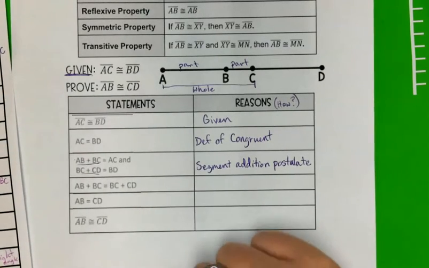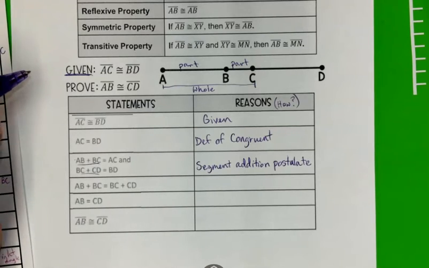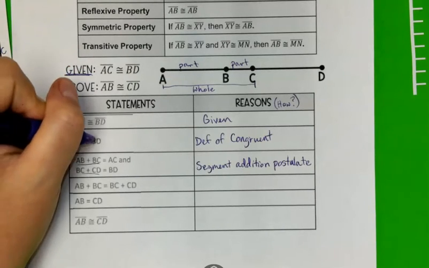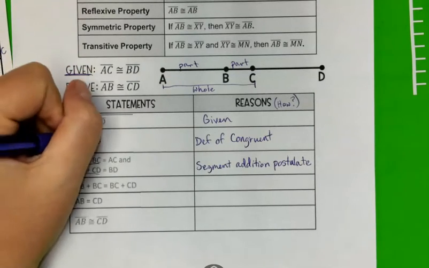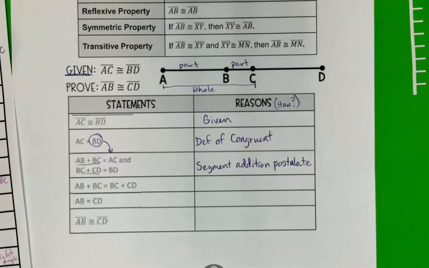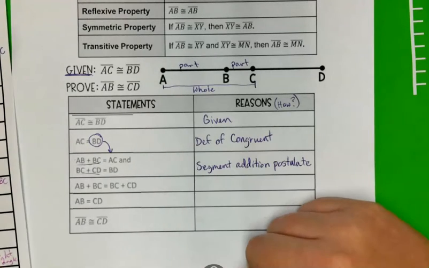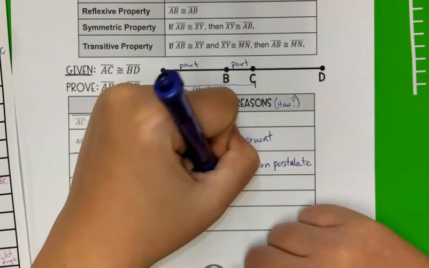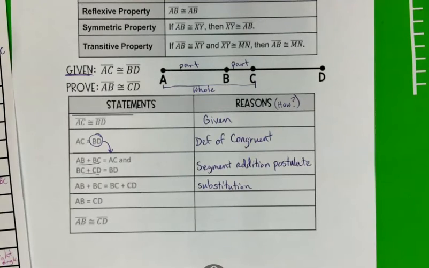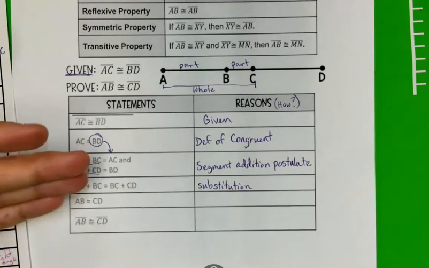But instead, this one's a little tricky, because what we're doing is we are substituting. So AC, we know that AC is equal to BD. So we are taking that and we're like, okay, so we're going to substitute that in and then realize that it is the same thing. Okay, so it's just going to be substitution.